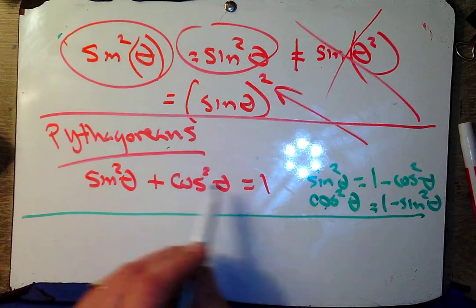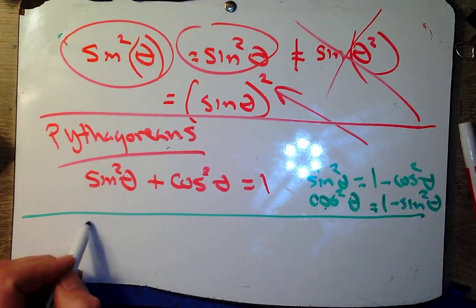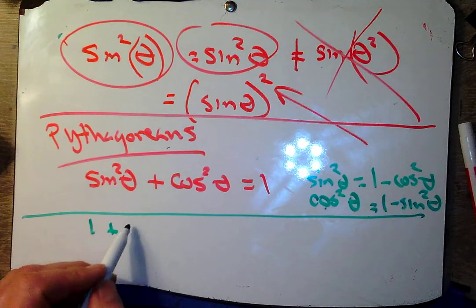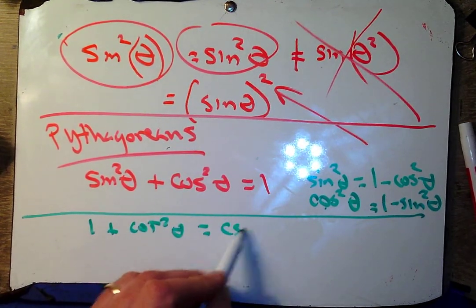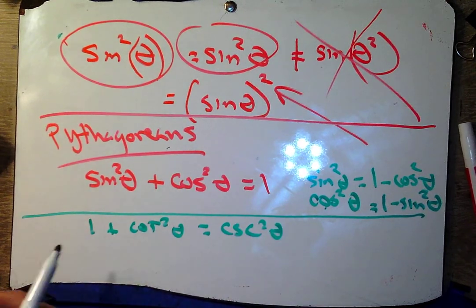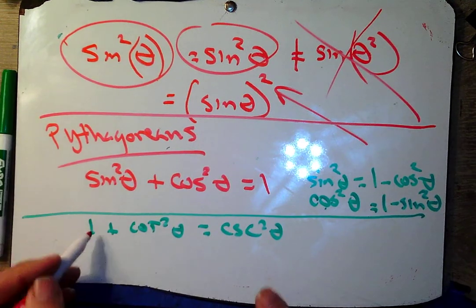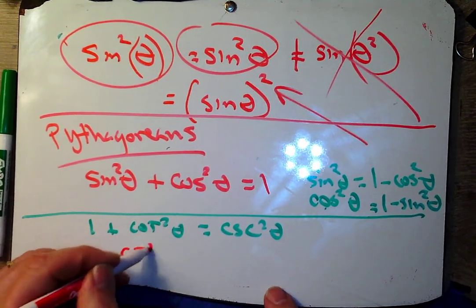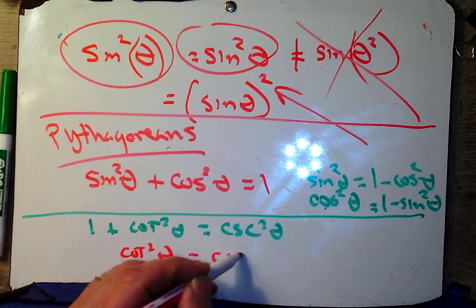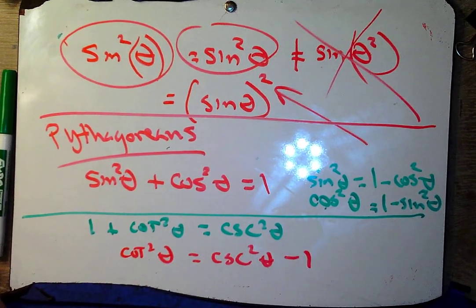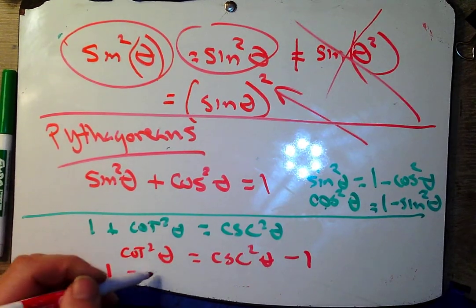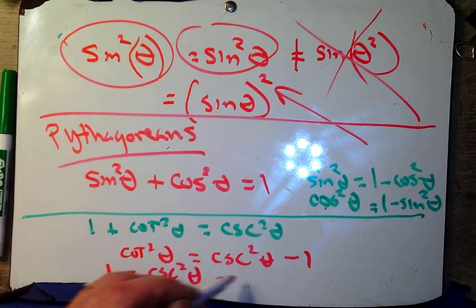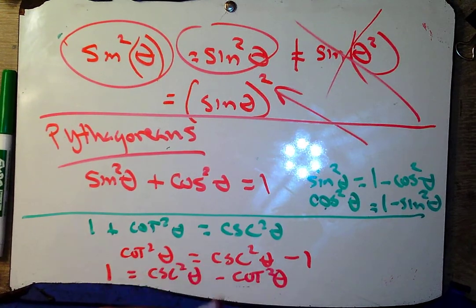And if we took everything here and divided by sine squared, we'd have 1 plus cotangent squared equals cosecant squared. Cool. And of course, there are two other written versions of that, right? Like I could subtract 1 from both sides and see that cotangent squared equals cosecant squared theta minus 1. Or I could subtract cotangent squared from both sides and have 1 equals cosecant squared theta minus cotangent squared theta.